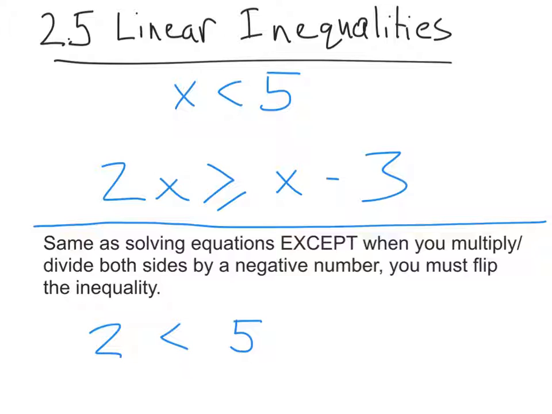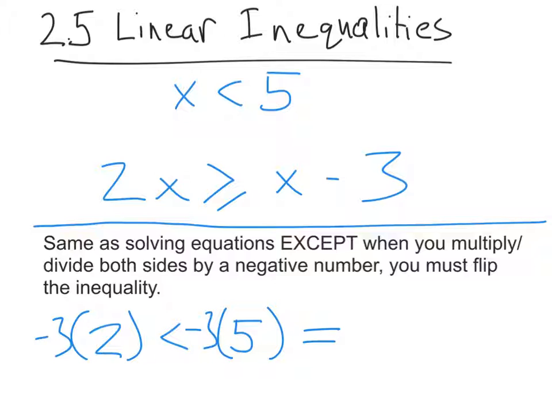What I mean by that is take a look at our inequality down here, 2 is less than 5. That is true, and if we multiply both sides by, let's say, positive 2, we would get 4 is less than 10, which is also true. But let's say we multiply both sides by a negative number, like negative 3.